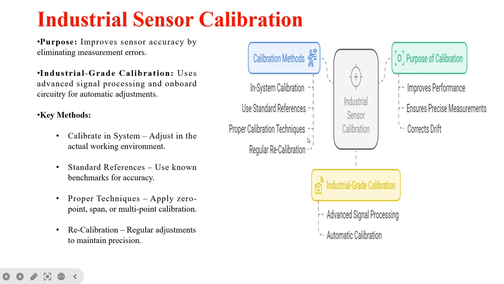Then you have proper calibration techniques, which include zero point calibration, span calibration, and multi-point calibration for accurate tuning. Then you have regular recalibration, where the sensors require periodic recalibration in order to maintain long-term accuracy, as wear and environmental factors can impact the performance over time.